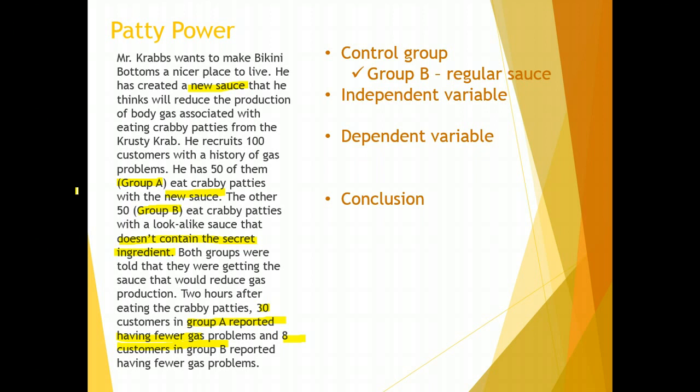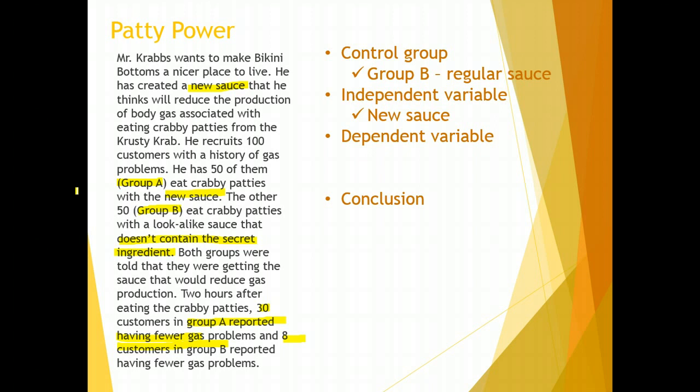Now let's look at the independent variable. Ask yourself, what did Group A get that B did not? If you said that Group A got the new sauce, that would be correct. The independent variable is the new Krabby Patty sauce. Next, let's look at the dependent variable. In this experiment, what did Mr. Krabs measure about everybody who ate a Krabby Patty?